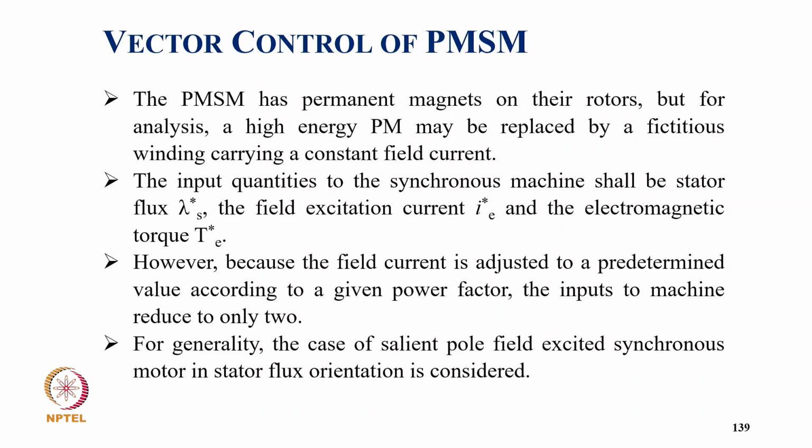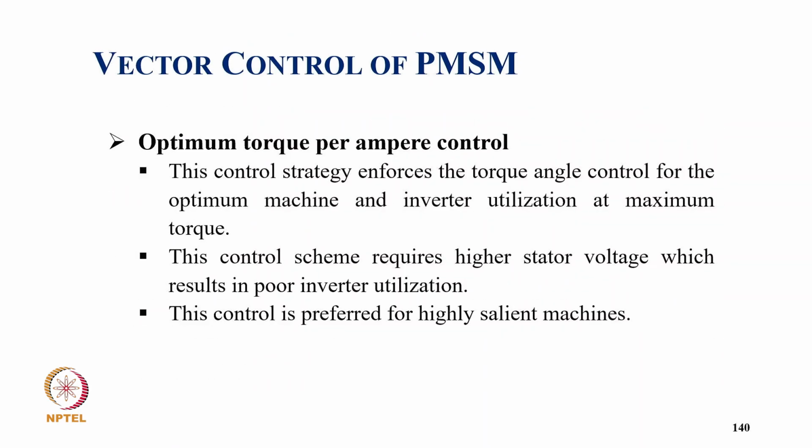However, because the field current is adjusted to a predetermined value according to a given power factor, the inputs to the machine are reduced to only two. Generally, for the case of a salient pole field excited synchronous motor, stator flux orientation is considered. So coming to optimum torque per ampere control, this control strategy enforces torque angle control for optimum machine and inverter utilization at maximum torque. This control scheme requires higher stator voltage, which results in poor inverter utilization, and it is preferred for highly salient machines.